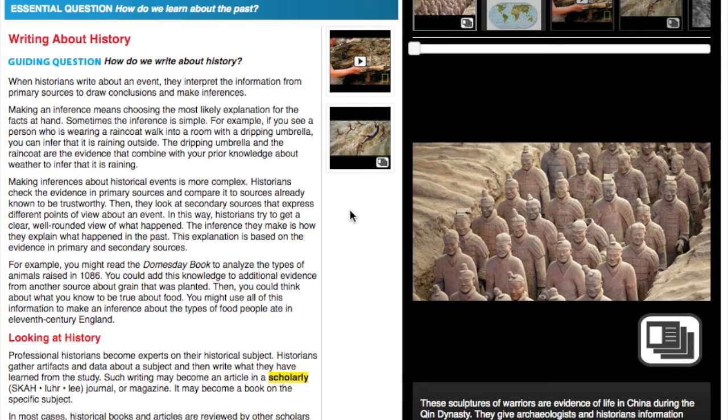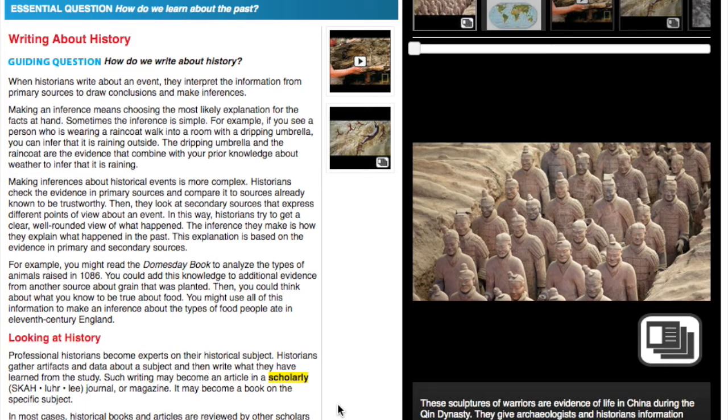Okay, so you should have been cranking through number 9 and 10 as we were getting those things answered. Looking at history, it says professional historians become experts on their historical subject. Historians gather artifacts and data about a subject and then write what they have learned from the study. Such writing may become an article in a scholarly journal or magazine. It may become a book on the specific subject. In most cases, historical books and articles are reviewed by other scholars for accuracy.